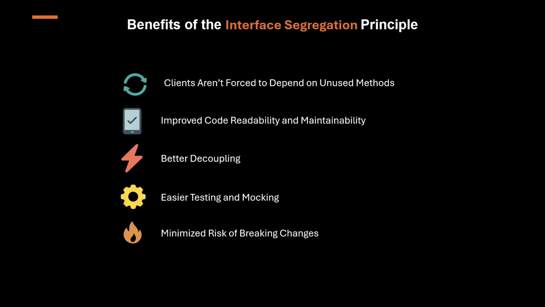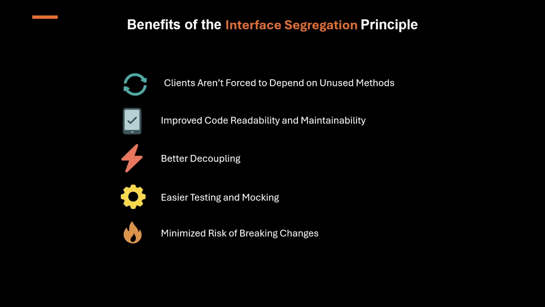Easier testing and mocking. When interfaces are smaller, unit testing becomes straightforward. You are not forced to mock unnecessary members or maintain massive stubs. You test only methods your class truly depends on, resulting in faster, cleaner, and more focused test methods.